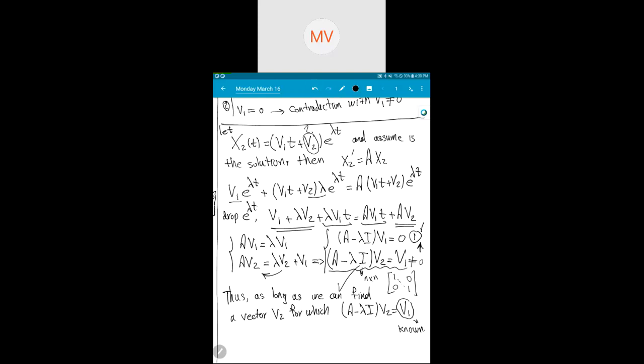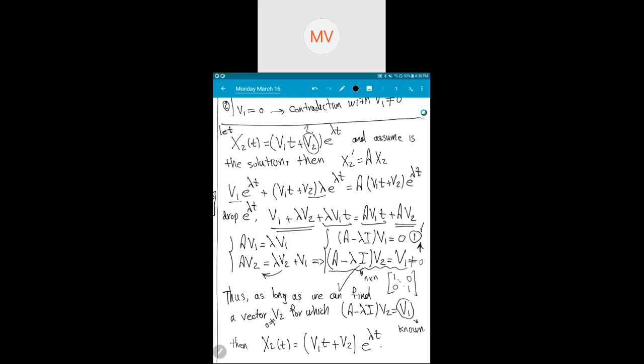That's it. And again, there are going to be infinitely many solutions for v2. We only want a non-zero one. So let me emphasize here, v2 is non-zero. As long as we can find a non-zero vector v2 that satisfies this equation, there you have it. X2 is v1 t plus this new v2 together, and then e to the lambda t.